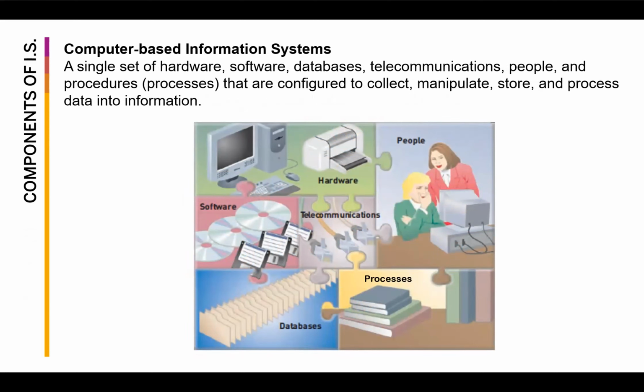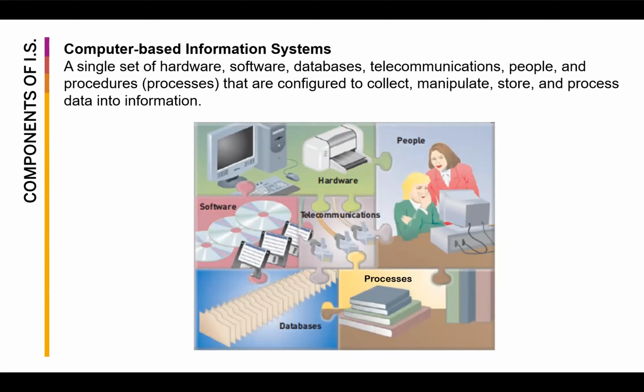So now for today, we will go into detail on computer-based information systems. It's a single set of hardware, software, databases, telecommunications, people, and procedures or processes that are configured to collect, manipulate, store, and process data into information. We'll see how all of these components play together to form the computer-based information system. We'll discuss them very lightly, because throughout the semester we'll go into detail on each of these components.